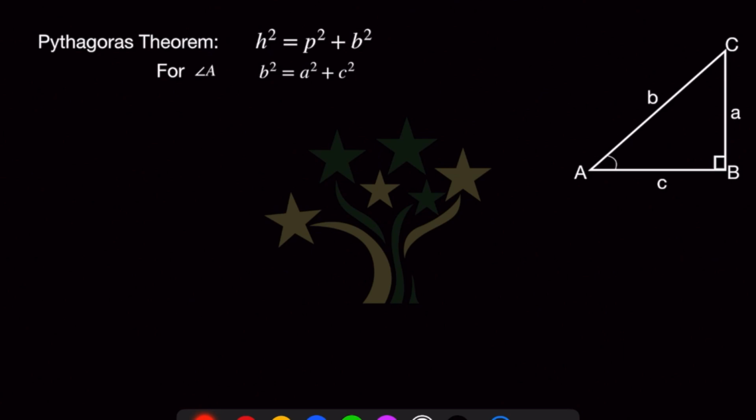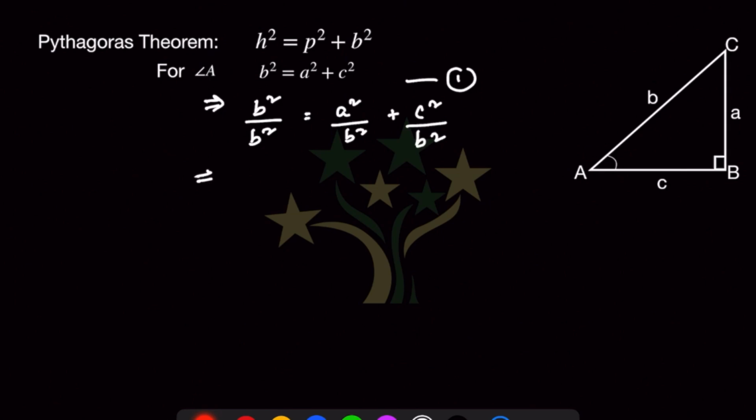Now let's do something. Let's divide this equation with b square. So we have b square by b square is equal to a square by b square plus c square by b square. What do we have here? We have 1 is equal to (a by b) whole square plus (c by b) whole square.